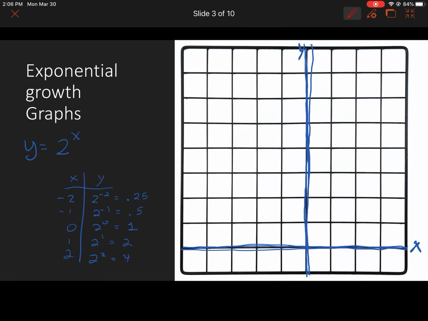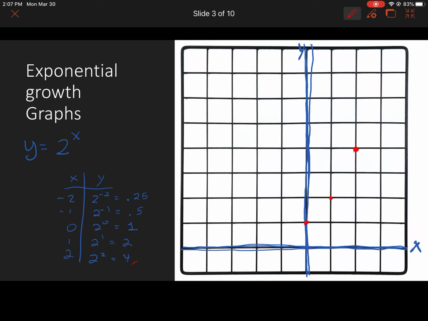I'm going to start off with this one right here. X equals 2, y equals 4. So 1, 2, and 2 to the right, and 4 up. Right there. That's going to be our first point. Then I'm just going to move up. 2 and 1. X equals 1, y equals 2. X equals 0, y equals 1 is right here.